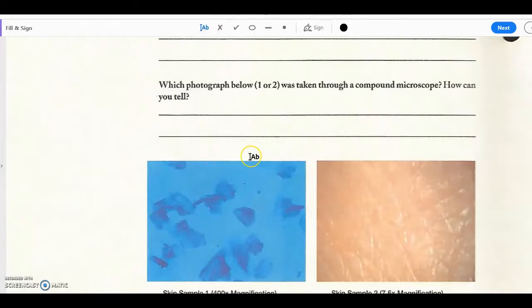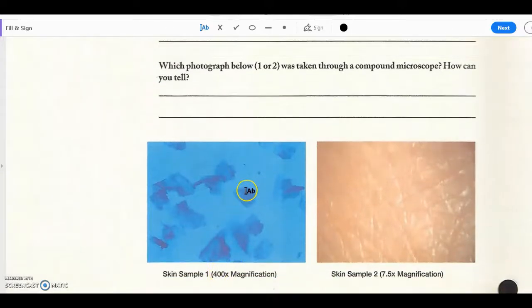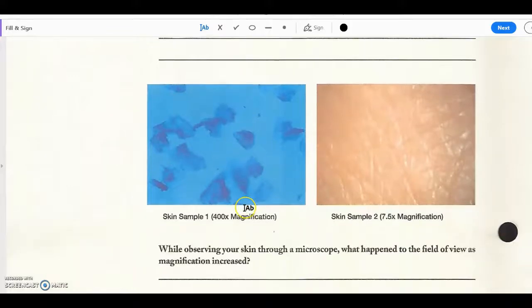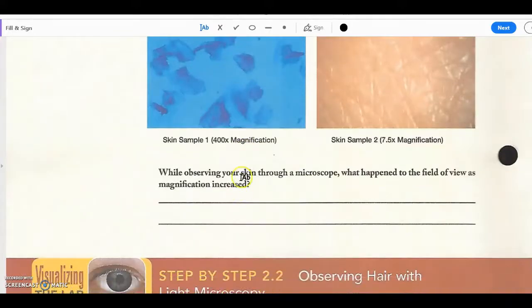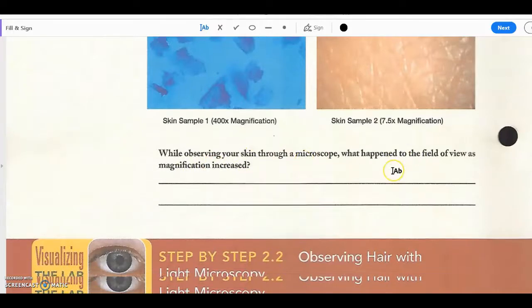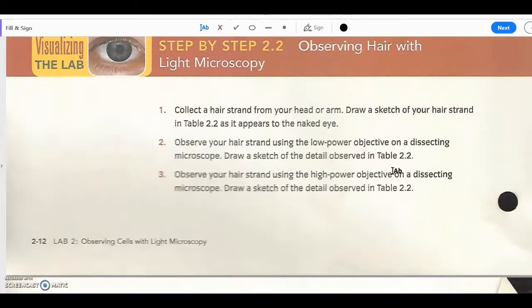And this is, of course, a compound microscope because the image is basically transparent. The light goes through, magnification is much higher, and it allows you to see intricate details at the cellular level. And, of course, as you increase the magnification, the field of view decreases.